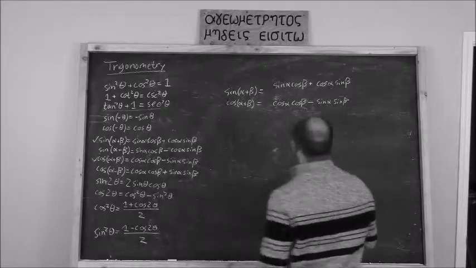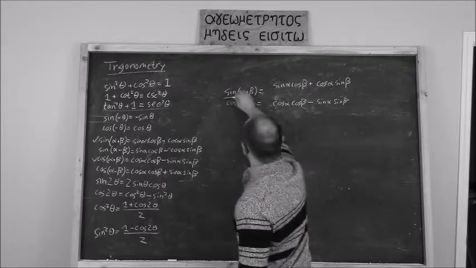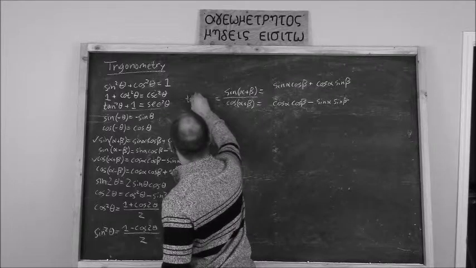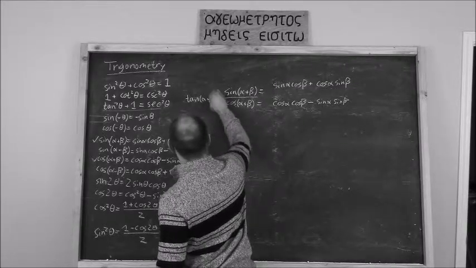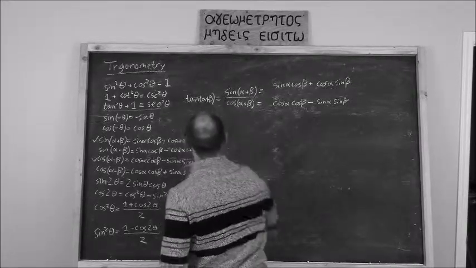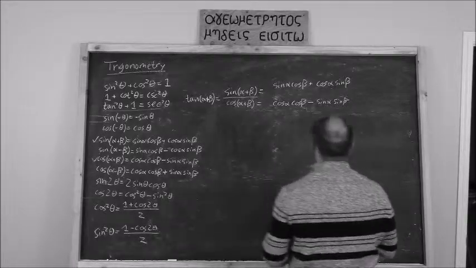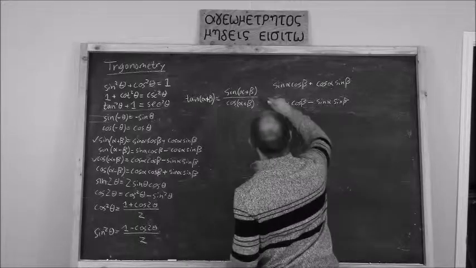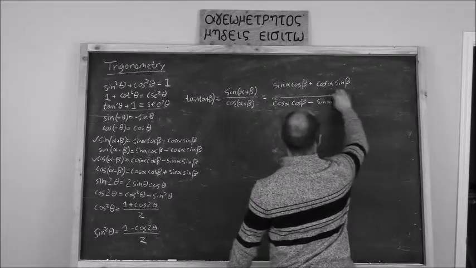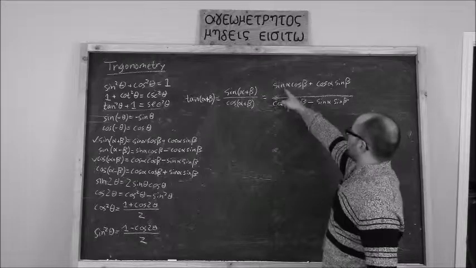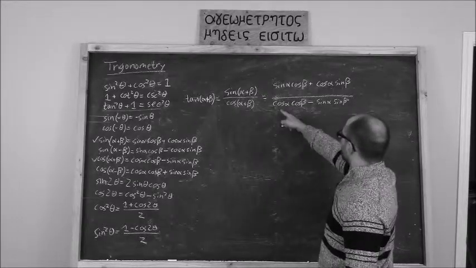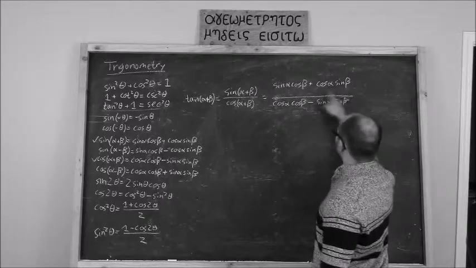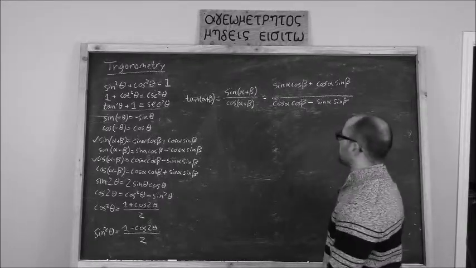All right, now what if I divide sine over cosine, which is equal to tangent of alpha plus beta in this case? So if I divide the left-hand side, I will also have to divide the right-hand side. I have sine alpha cosine beta plus cosine alpha sine beta all over cosine alpha cosine beta minus sine alpha sine beta. So I have all this divided by what's on the bottom.